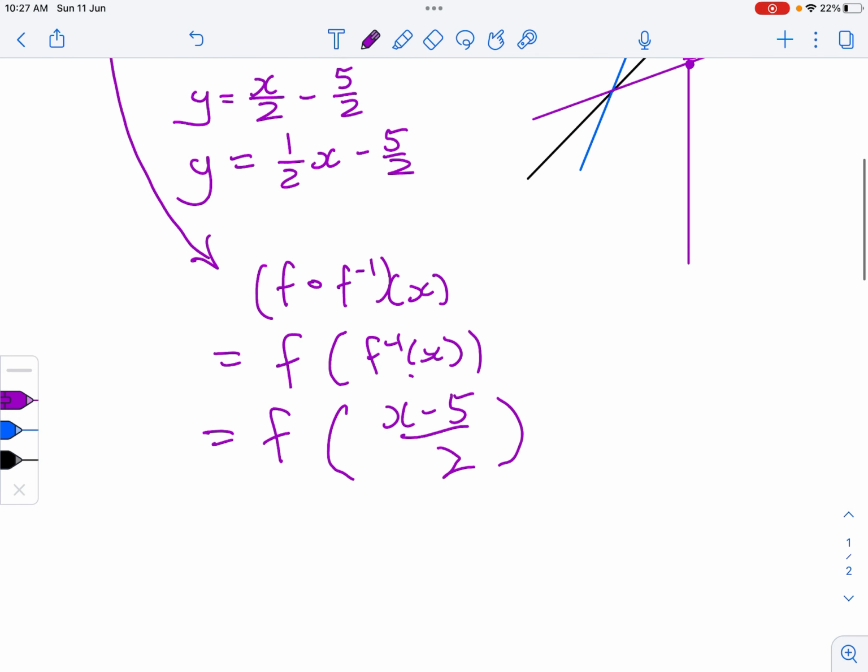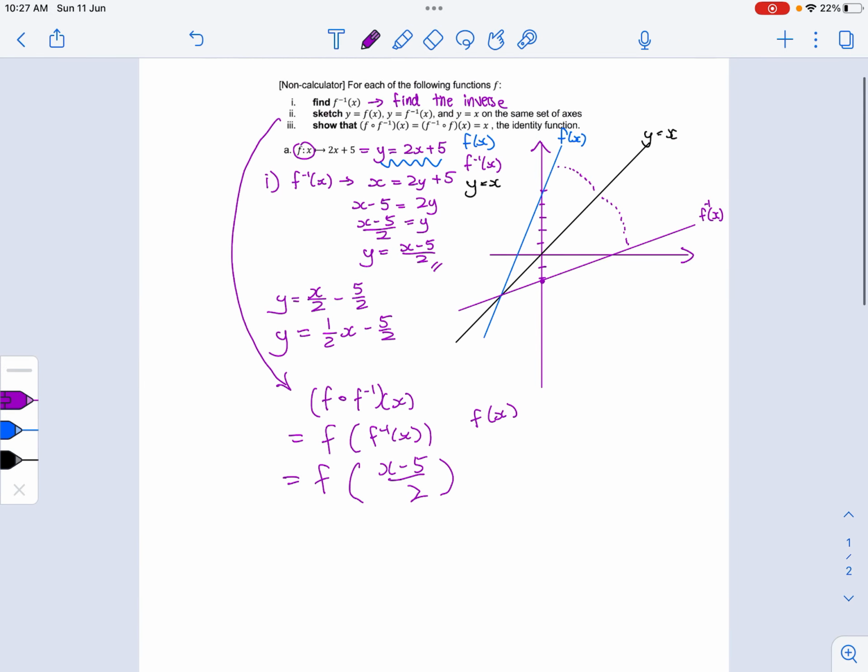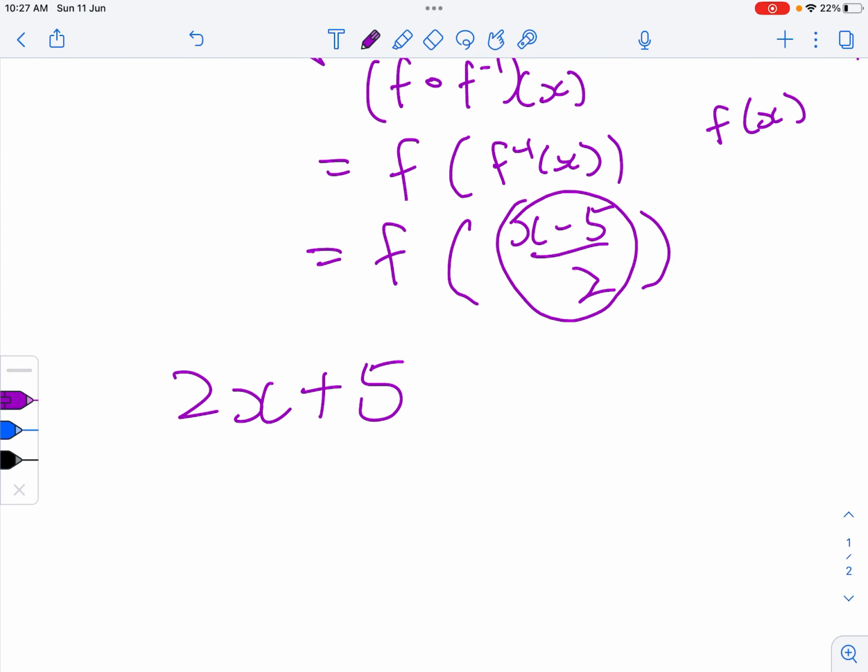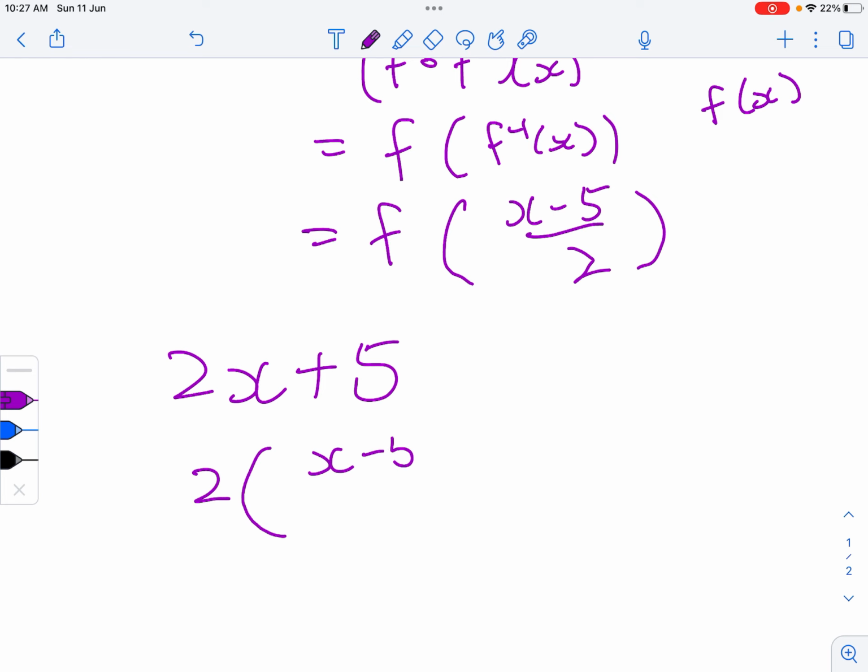Now remember, anything inside here, you can think of it as the x of f of x. In this version, you can see that inside is the x. So that means the whole fraction here is equal to x for the function f. The function f, which is the normal one, is 2x plus 5. And we plug this whole thing into the x. We substitute it. So 2 times, instead of writing x, you put x minus 5 divided by 2, because I'm substituting this into 2x plus 5.